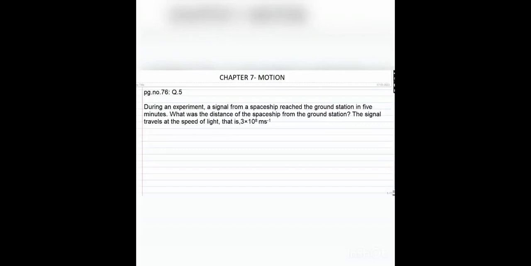This is the third question, which is in page number 76, question number 5. During an experiment, a signal from the spaceship reached the ground station in 5 minutes. What was the distance of the spaceship from the ground station? Signal travels at the speed of light, that is 3 into 10 power 8 meters per second. Let us first write down the information given in the question. The first thing is the time taken by the signal to reach from the spaceship to the ground station. So we will write this down.